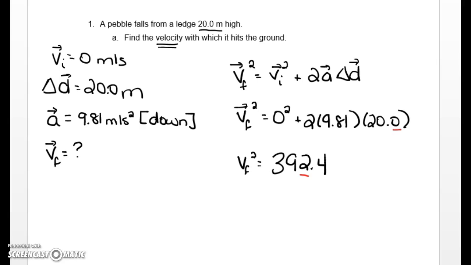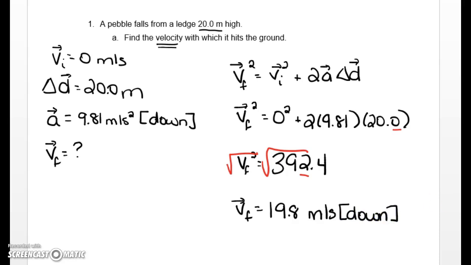But we are not done yet, because if you guys notice here is that our VF value it's being squared. So to get rid of that square, we're going to square root each side. So VF, when you square root that 392.4, you guys should get 19.8 meters per second. And because this is a vector quantity, we need to make sure we have that direction, so it's down. When we square root, we're going to be following the same rules as multiplication division here, so this 3 sig figs here is good to go.